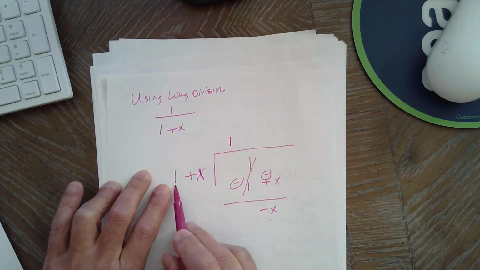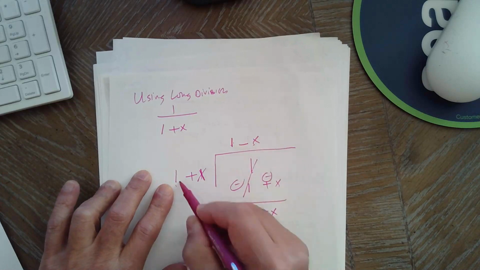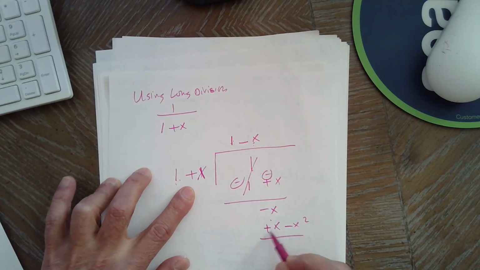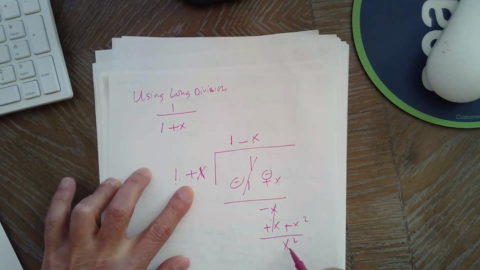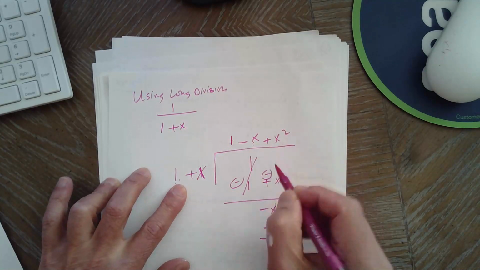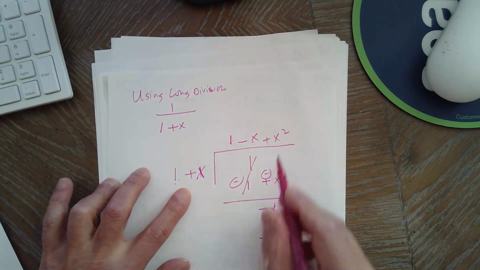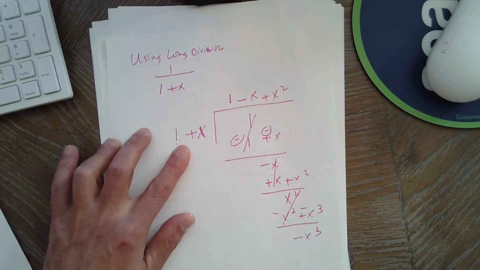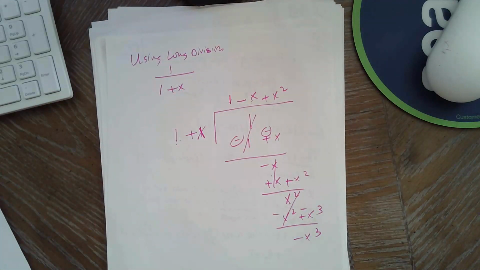So negative x divided by 1 is negative x. Negative x times 1 is negative x. Negative x times x is negative x squared. Switch the signs. X squared over 1 is x squared. X squared times 1 is x squared. X squared times x is x cubed. You switch the signs, and so on. You keep going. Okay? As simple as that.